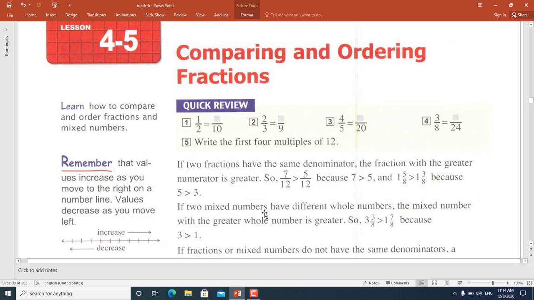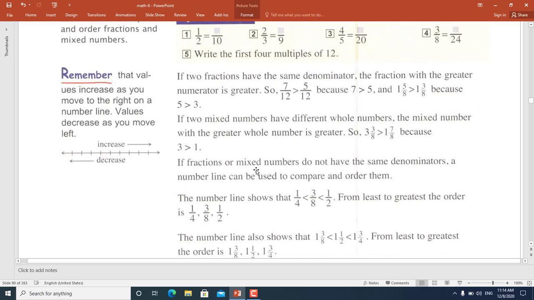If two mixed numbers have different whole numbers, the mixed number with the greater whole number is greater. So when you have two mixed numbers, first we compare the whole numbers. If they are different, we compare them. For example, here we have 3 and 1. So 3 is greater than 1. That means this mixed number with 3 is greater than the one with 1 and 7 over 8.